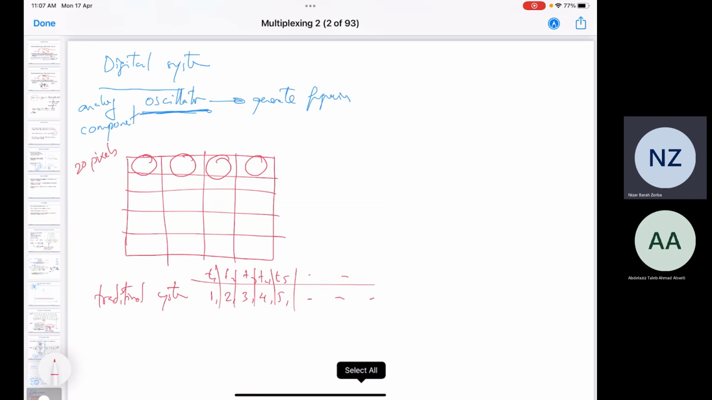Good? How will we do it in OFDM? We don't have only one frequency, we have several of these frequencies. So what to do?